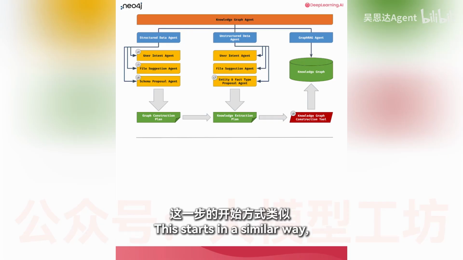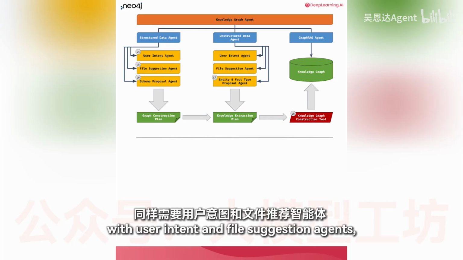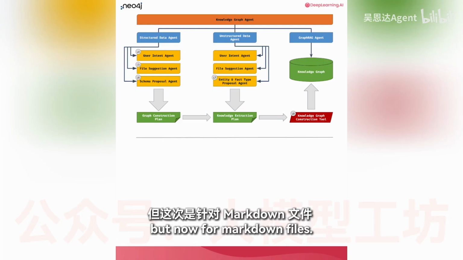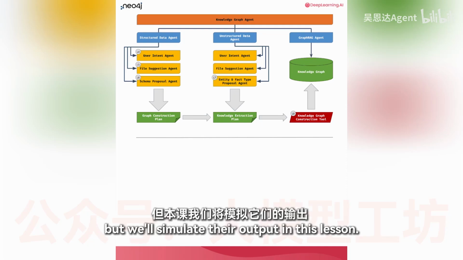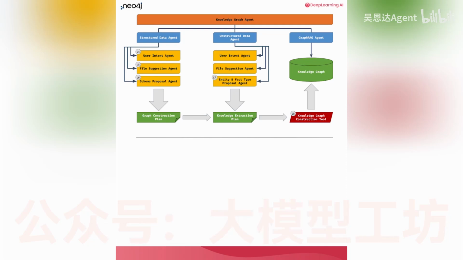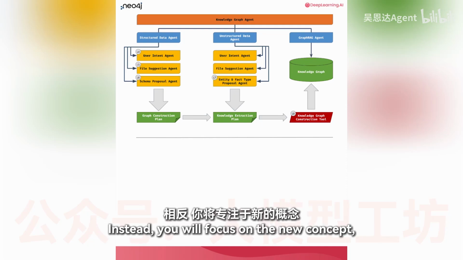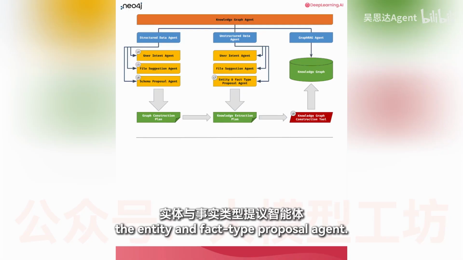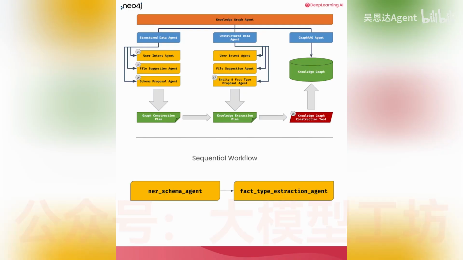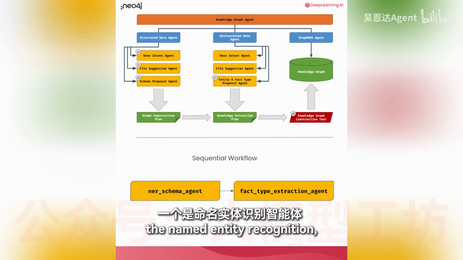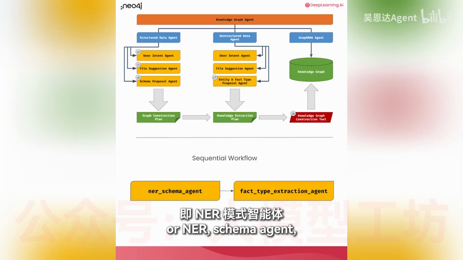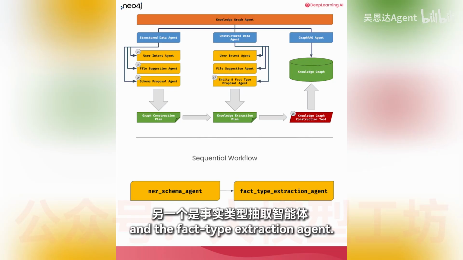This starts in a similar way with user intent and file suggestion agents, but now for Markdown files. Those agents are needed for the complete solution, but we'll simulate their output in this lesson. Instead, you will focus on the new concept, the Entity and Fact Type Proposal Agent. The Entity and Fact Type Proposal Agent is itself composed of two dedicated sub-agents, the Named Entity Recognition, or NER, Schema Agent, and the Fact Type Extraction Agent.